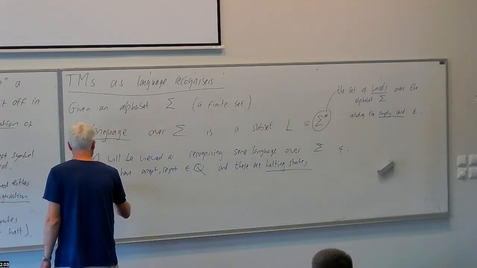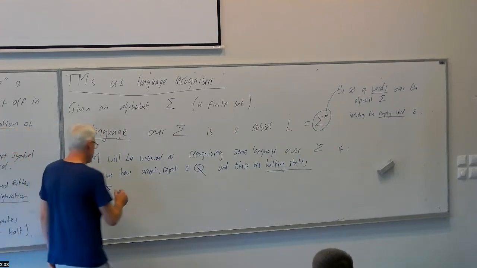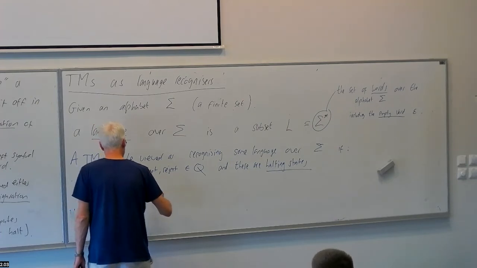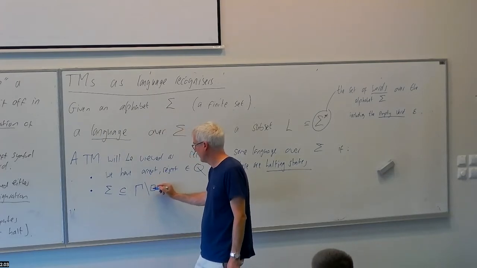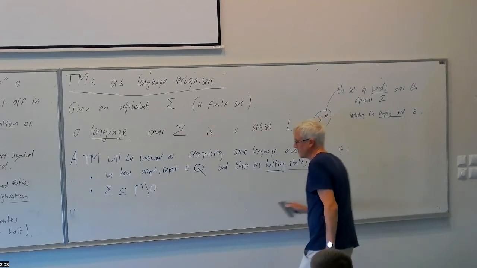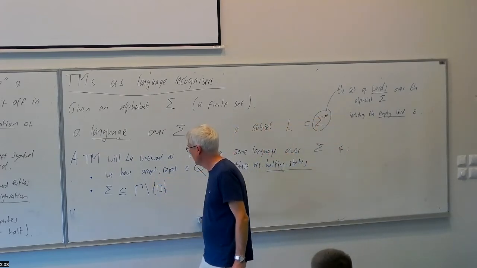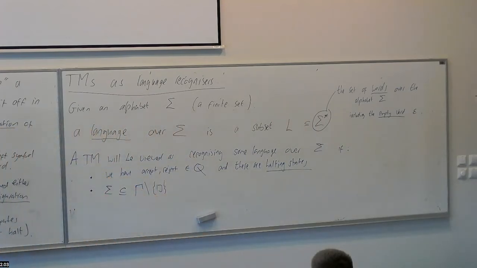And secondly, we require that the input alphabet needs to be a subset of the tape alphabet. And we don't want to confuse the input alphabet with the blank symbol, so we're not going to allow the blank symbol to appear in our input alphabet. So it's a subset of the tape alphabet with the blank symbol removed from it. That's the way of saying that. I think those are the only requirements.